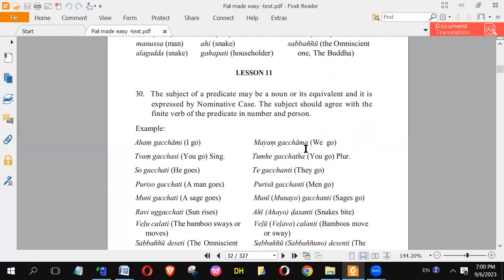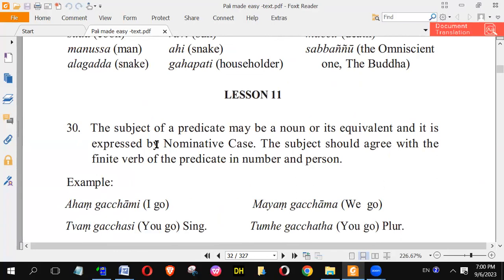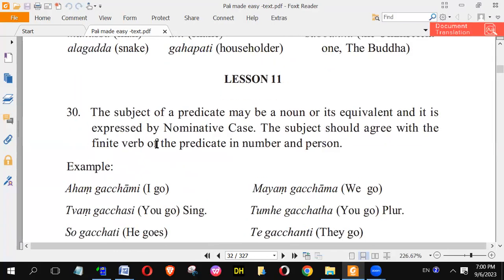Now, I think this is not so difficult because we already covered some here, lesson 11. The subject of the predicate may be a noun or its equivalent and is expressed by the nominative case. So here, nominative case just means subject, very simple, all right? The subject should agree with the final verb of the predicate in number and person. Number means, is it singular or plural? Person means, is it first person, second person, third person?